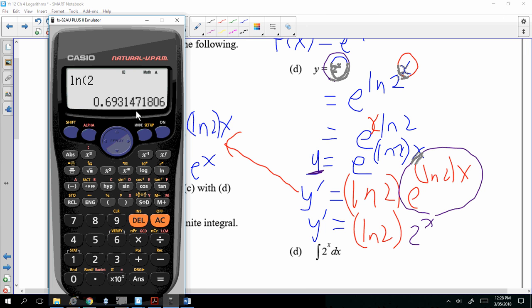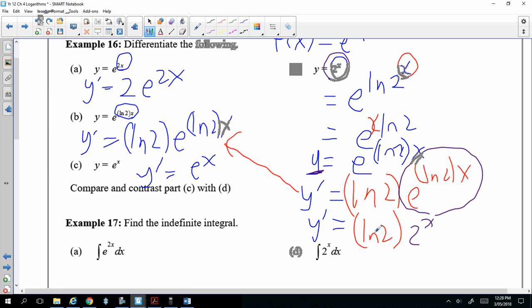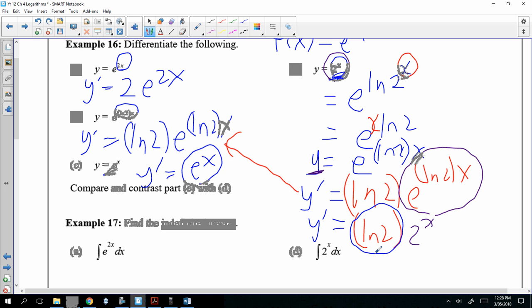So comparing your answers, if I differentiate e to the power x, I get this. But if I differentiate 2 to the power x, I get that extra number in front. And that's the formula for that number. Okay, any question? Hopefully it's good. So now we can differentiate, we can also integrate as well. So we'll do the same thing with integration.